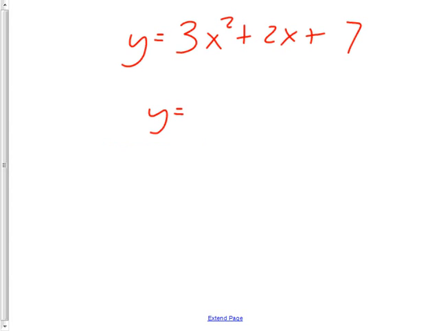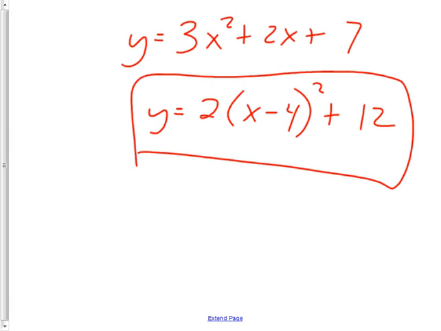Completing the square actually is if you take something like this, y equals 3x squared plus 2x plus 7. Do you agree that's in general form? Okay, and if I wrote it like this, y equals, let's say, 2 times (x minus 4) squared plus 12, that wouldn't be general form anymore. That would be what? Vertex form. To get this form, vertex form, sometimes you need to do what's called completing the square.